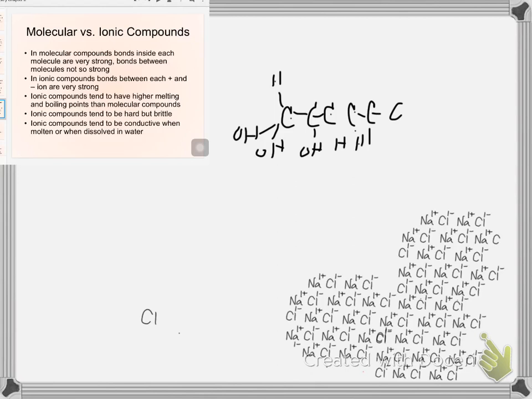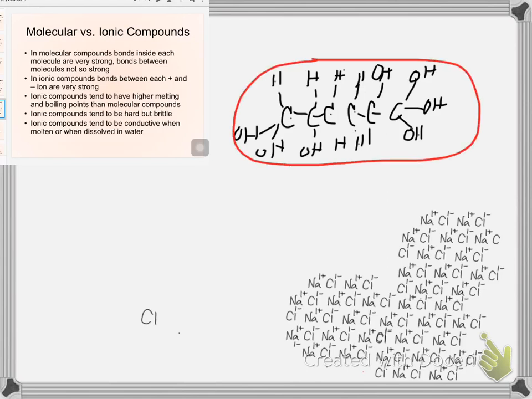So every one of these atoms, I'm totally getting the numbers of hydrogens and oxygens wrong. You'll have to forgive me. Gesundheit.